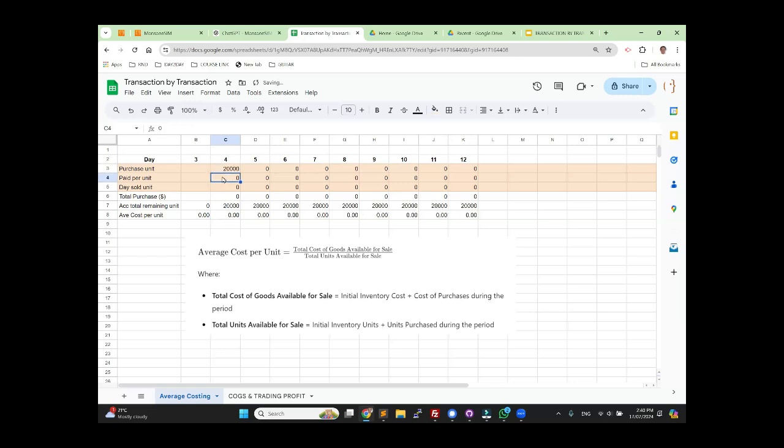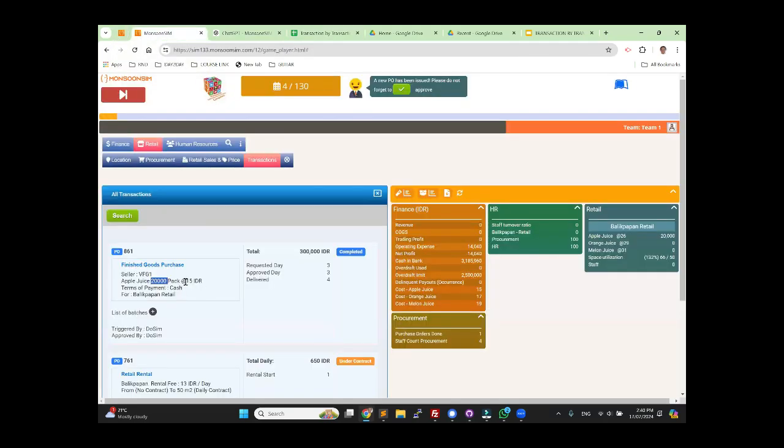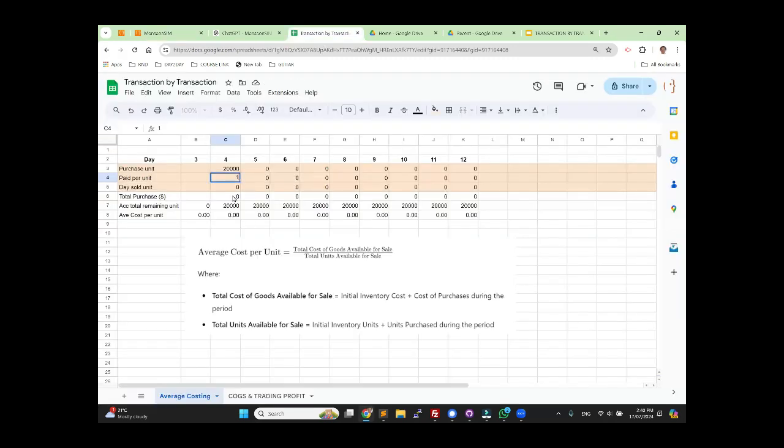Okay, got it. Now, how much did I pay for this 20,000? I paid 15 rupiah. So let me put it here, 15. So based on this, look at my average cost, $15. Which makes sense, right? How much I paid, which is this divided by this, so it's $15. According to the formula, it checks out.